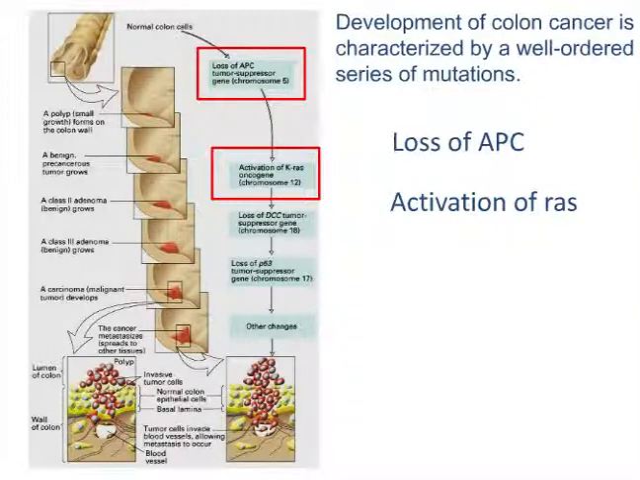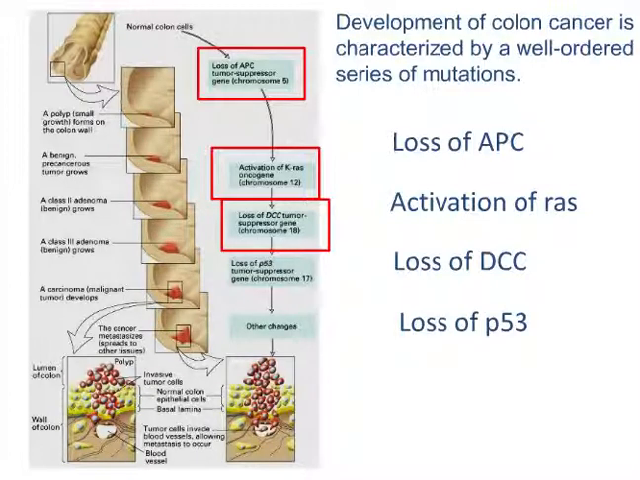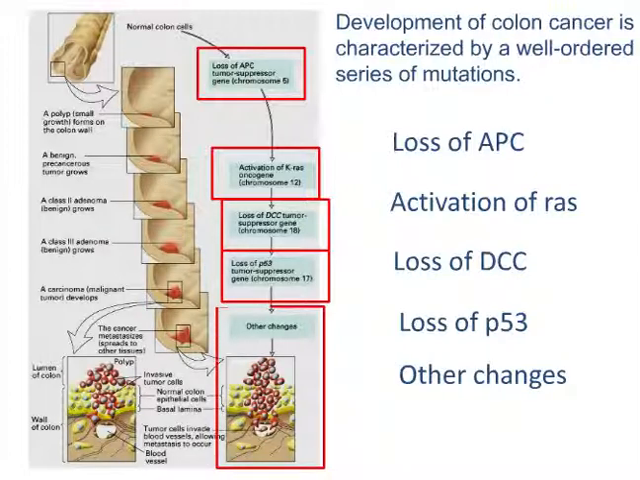If the polyp is not removed, a second mutation and activation in the KRAS oncogene leads to the formation of a benign precancerous growth. A subsequent loss-of-function mutation in the DCC gene, or deleted in colon cancer gene, which is a gene involved in SMAD signal transduction, leads to the formation of class II adenoma, a benign growth. A subsequent loss-of-function mutation in the p53 gene leads to a carcinoma, a malignant tumor. Loss of p53 function in these cells leads to a more rapid accumulation of mutations that contribute to the metastatic phenotype of the cancer.